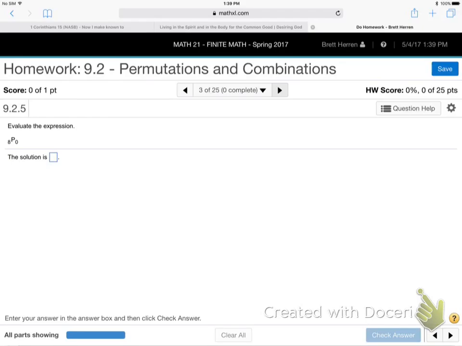There are two buttons we're looking for, P and C, right next to each other. So again, it'd be 8, and then the nPr. It doesn't mean National Public Radio. It means permutations. And the answer should be 1, because anything with a 0 is always 1.